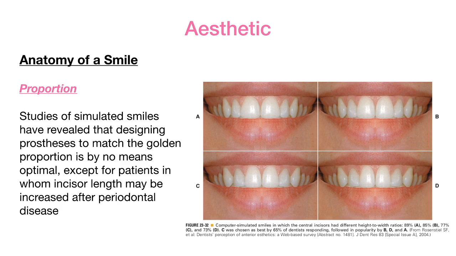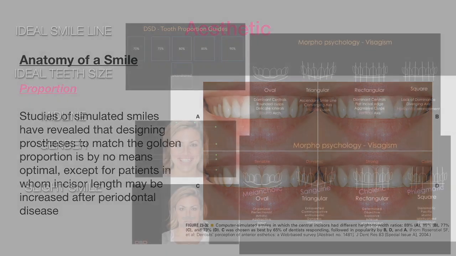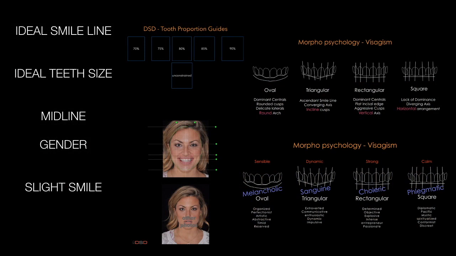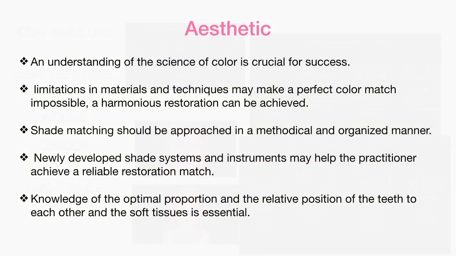Studies of simulated smiles have revealed that designing prostheses to match the golden proportion is by no means optimal, except for patients in whom size and length may be increased after periodontal disease. The ideal smile proportion is 80%, and when we go to 70% it will be smaller and taller. When we go to 90%, it will be more square. The ideal teeth size should also be understood, along with the midline, gender, slight smile, and morphology of the smile.